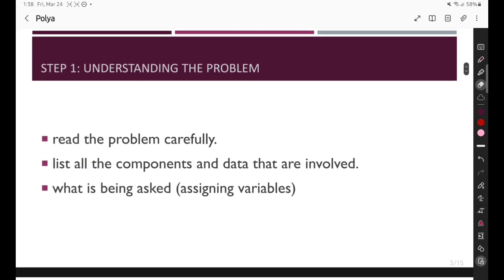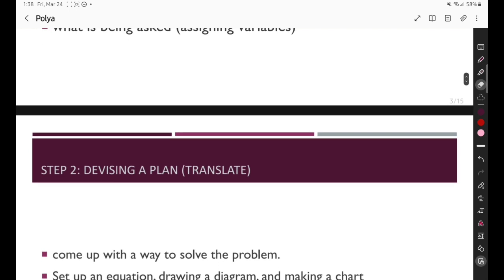For step one, understanding the problem, this is the step where you read the problem carefully. You can list all the components and data that are involved. For this part, you're going to identify what is being asked, and we're going to assign variables.